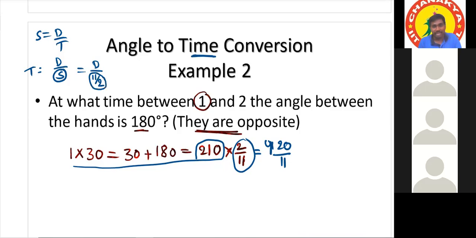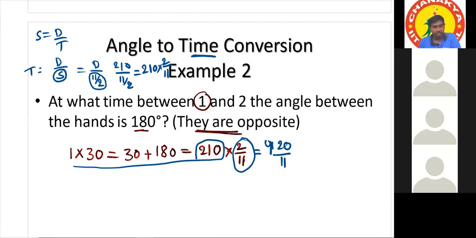After getting the distance, the resultant distance 210, we have to multiply. In the next step, we have to do 210 into 2 by 11. Every time writing 11 by 2 in the denominator and in the next step making it 2 by 11 will be a waste of time. That's why I'm telling you to directly multiply by 2 by 11.